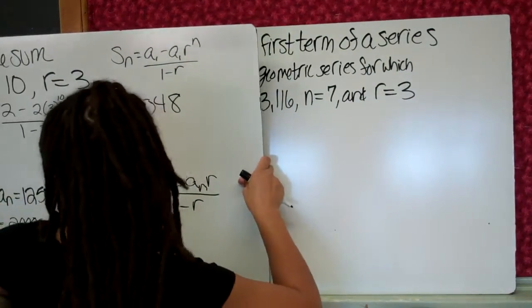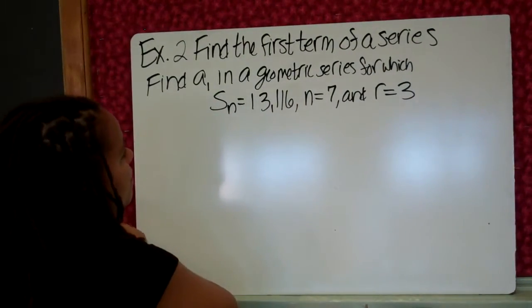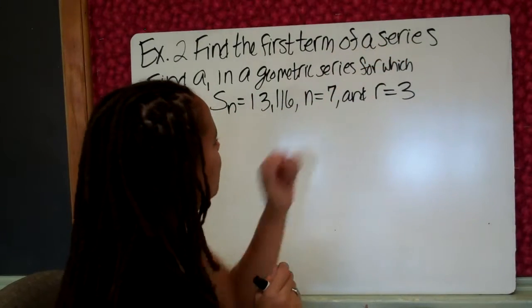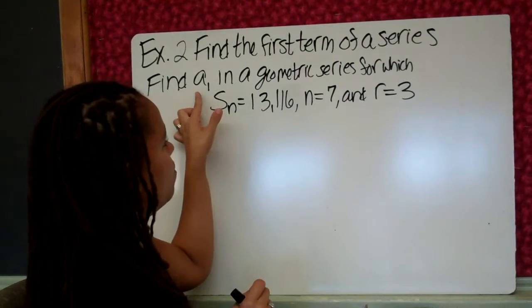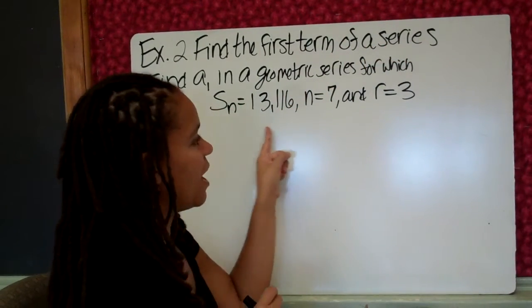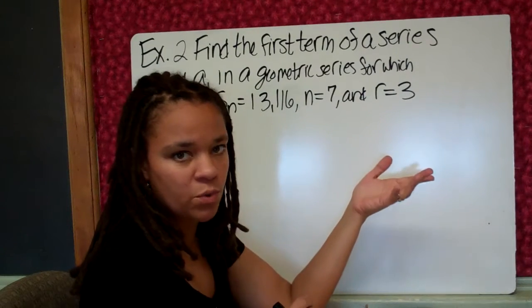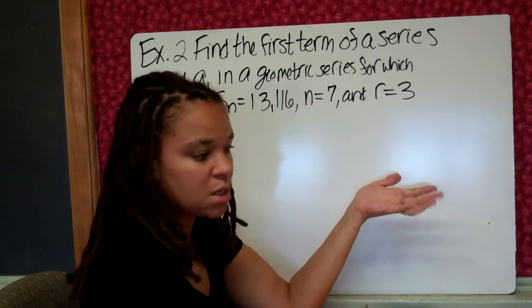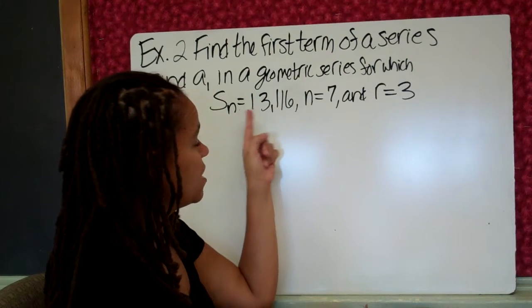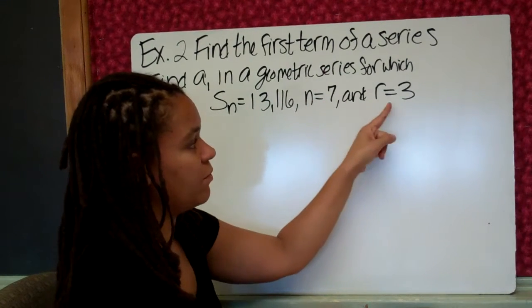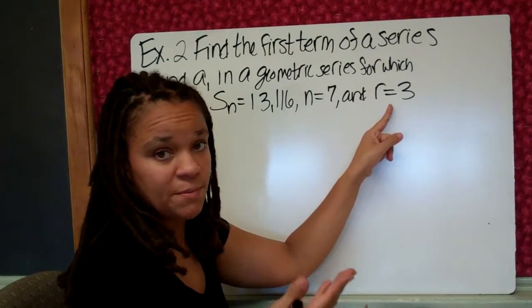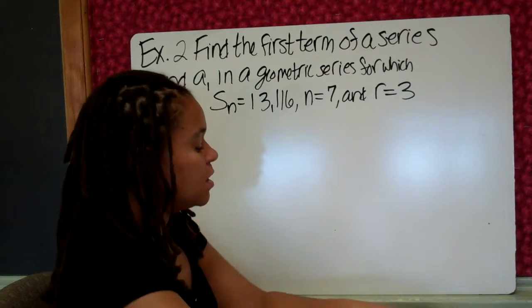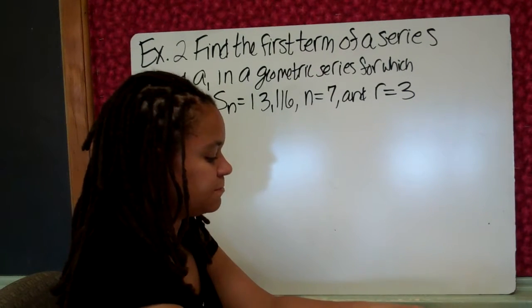All right, let's look at example 2. Now we want to find the first term of a series. So we want to find A1 in a geometric series. We have all this information, but we don't know what the first term is. We don't know where it starts. We know what the sum is of the first 7 terms, and we know that each term is multiplied by 3, but we don't know where it starts. So let's figure out where this one starts.